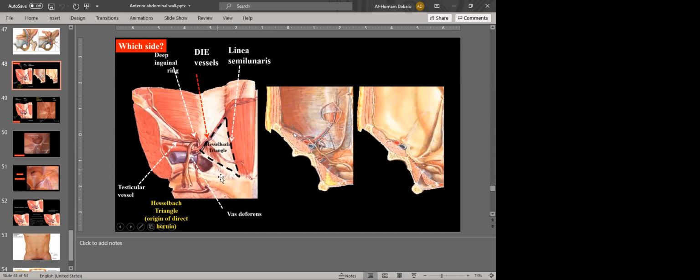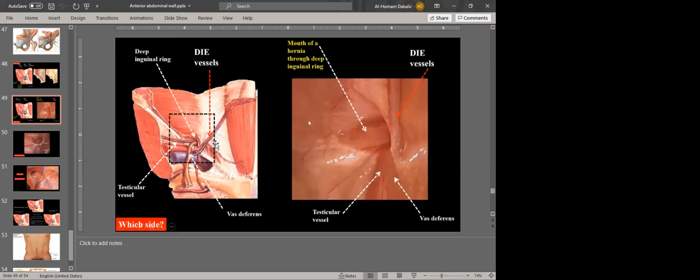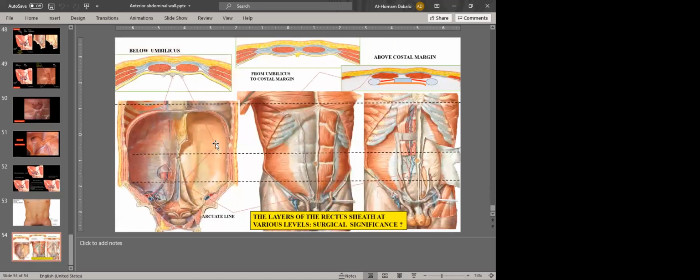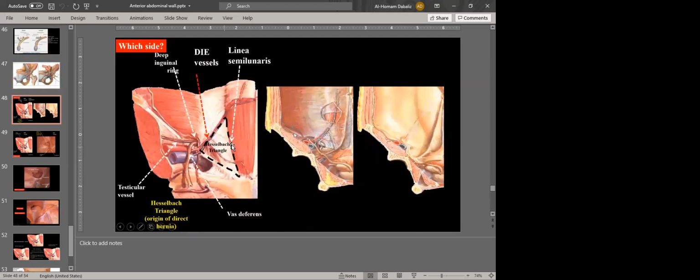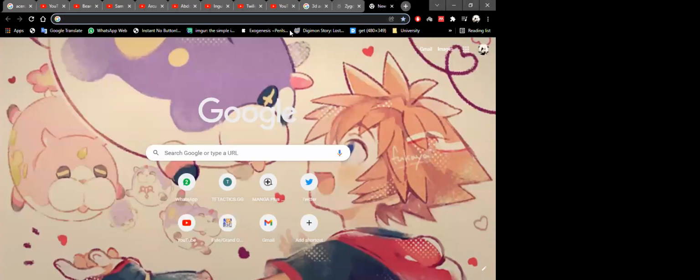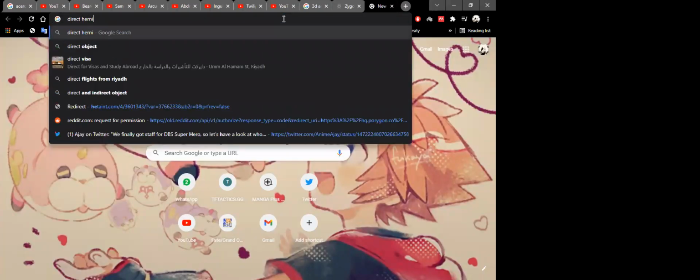1, 2, 3. So this triangle right here is a bit of a weak spot in your abdomen. It doesn't have that strong of muscles or aponeurosis over here. For some reason, it's much weaker over here. And so stuff inside of your abdomen, like your intestines, can herniate. They can jump out and basically go through this Hesselbach triangle. And this is what a hernia is. So yeah, through the Hesselbach triangle, they just go. Okay, so if I can find a decent picture, direct hernia.